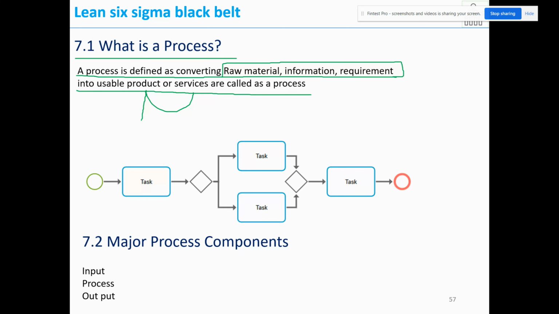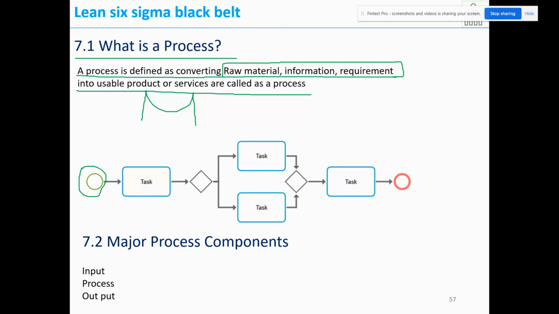It's a physical product, a car, a bus, any product, mobile phones. Services are like, which is not a product but you can experience, like traveling is a service, cab service. The service is not a handy physical product, you can experience it. So a process is defined as converting the raw material, information and requirements into a usable product or services, that is called a process.